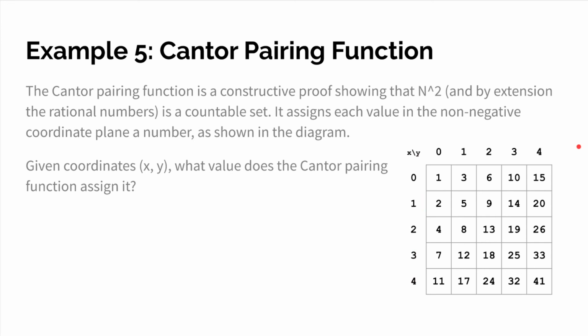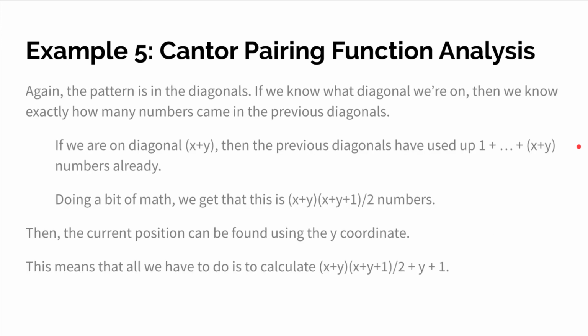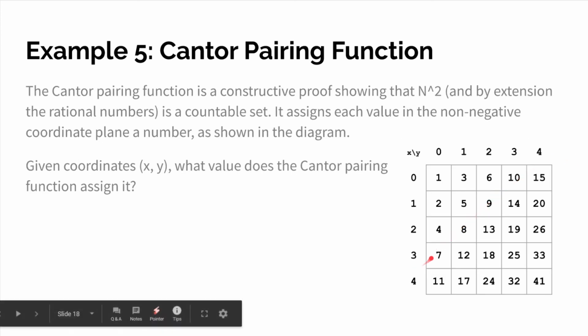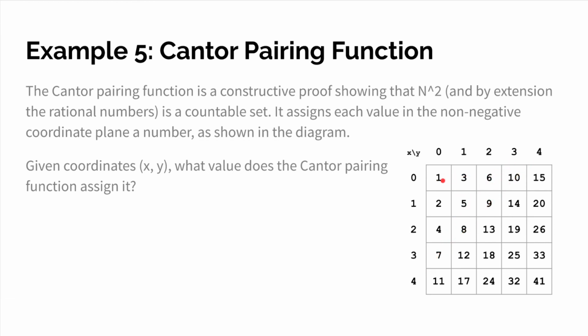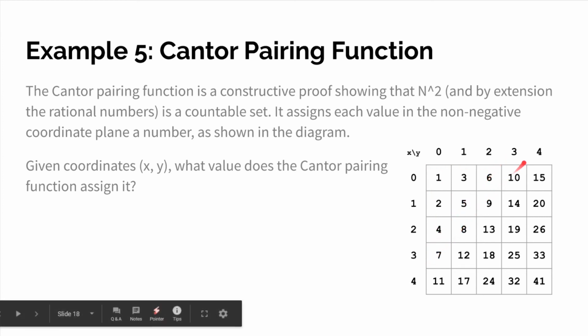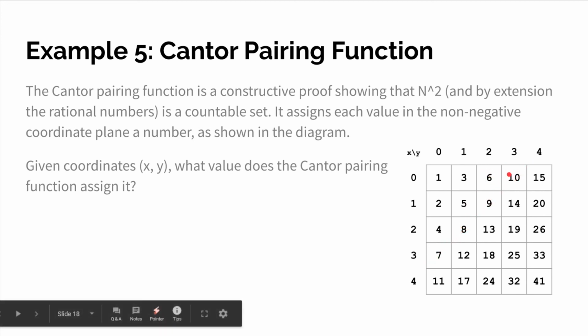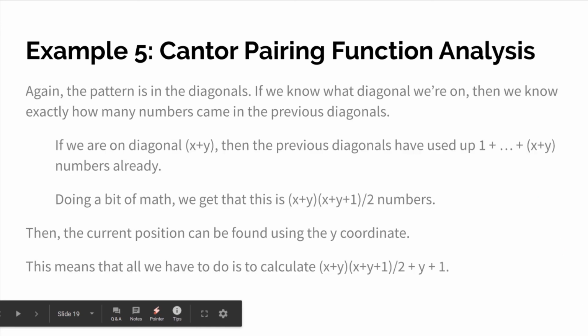Well, one way to look at this would be looking at diagonals. If we know what diagonal we're on, we know exactly how many numbers came in the previous diagonals, right? So, for example, if we're on diagonal 3 right here, we know that there have been at least 1 plus 2 plus 3 previous numbers. So if we're already on this diagonal, the 7, 8, 9, 10 diagonal, we already know that there are 6 numbers before any number in this diagonal. And this works for any number, right?